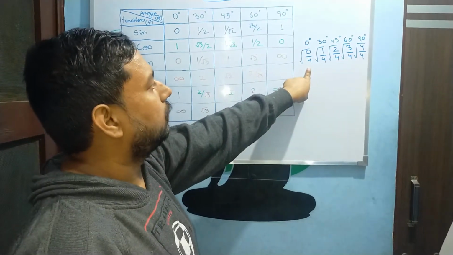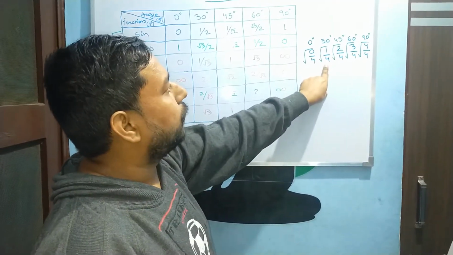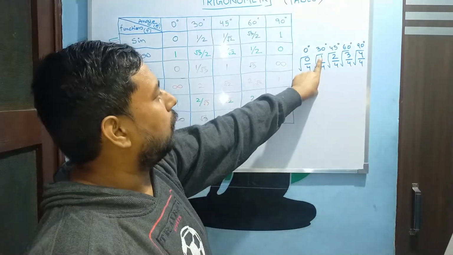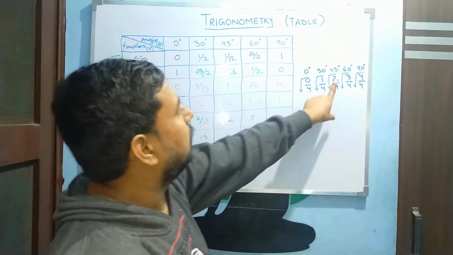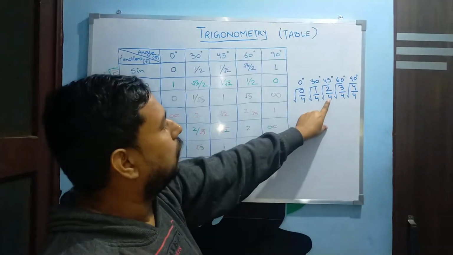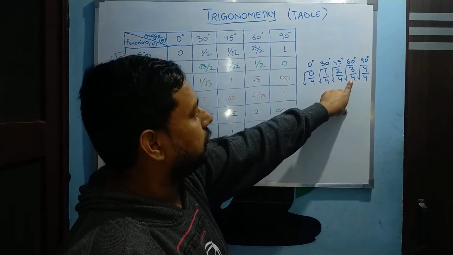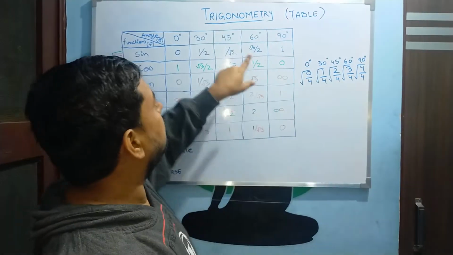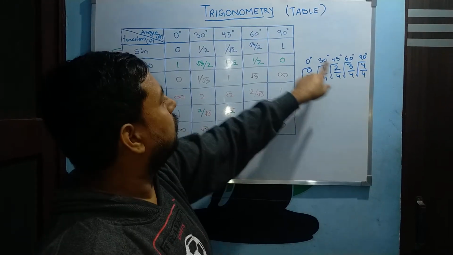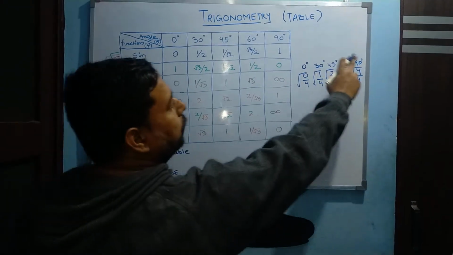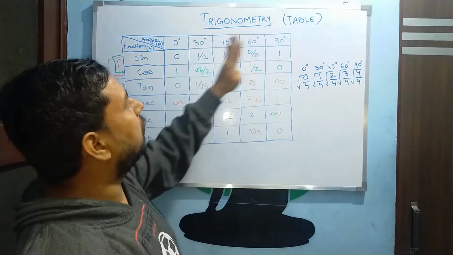0 by 4, 0, sine 0, 0. 1 by 4 is 1 by 2, root of 1 is 1, root of 4 is 2, 1 by 2, sine 30. For 45 it is 2 by 4, or you can say 1 by root 2. For 60 it is under root 3 by 4, so it is root 3 by 2, and for 90 degrees, 4 upon 4 is 1, so 1. So once you do this, you will get all the values for sine.